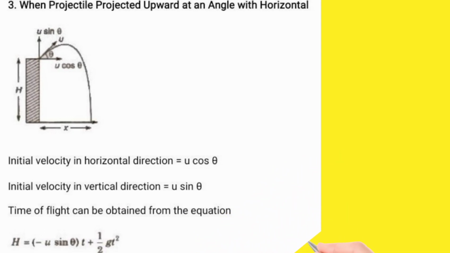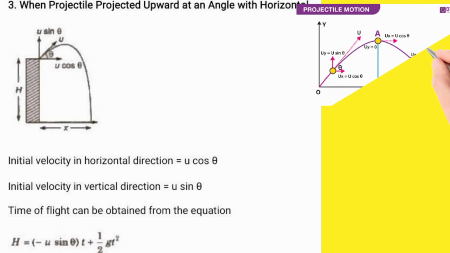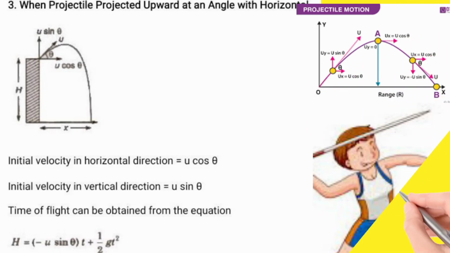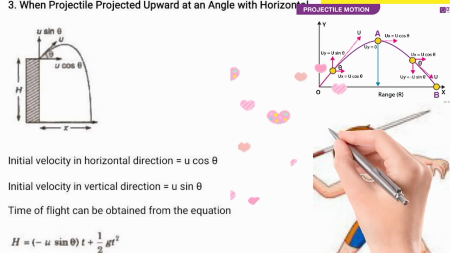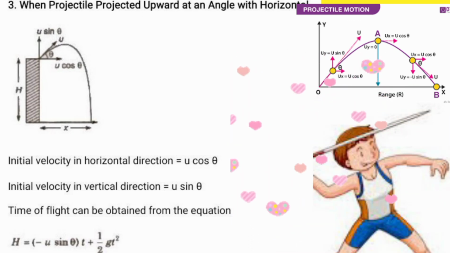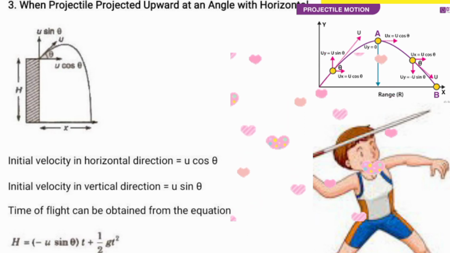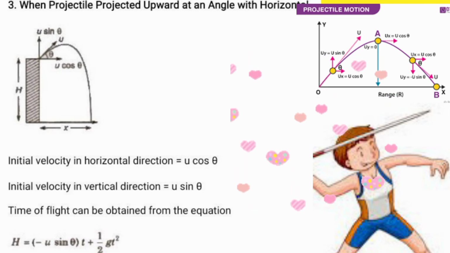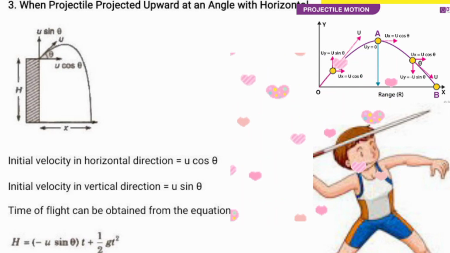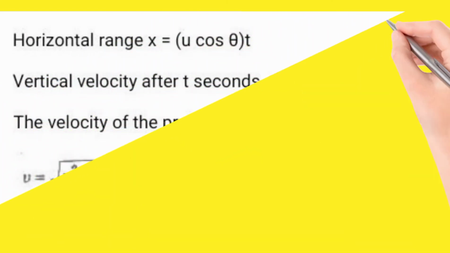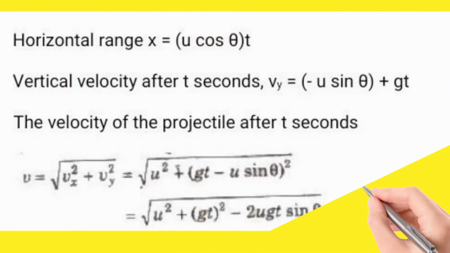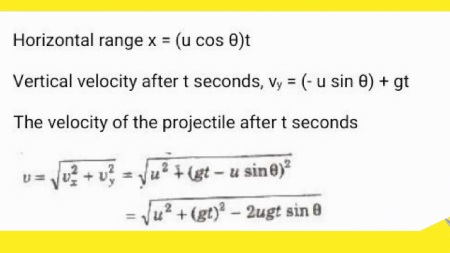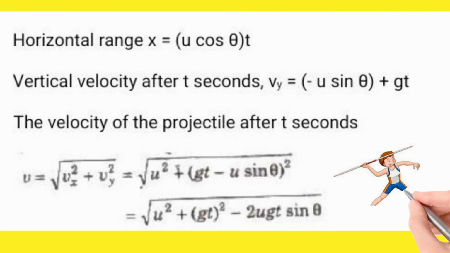For upward motion, directly upward, what do you think is the angle? Initial velocity is equal to u cos theta. That's in the horizontal direction now. The initial component of the velocity in the vertical direction is u sin theta. Time of flight can be obtained from the displacement equation. H is equal to minus u sin theta t plus half gt squared. So please take note. We'll also be seeing applications of these concepts, how to know when to go about that. So horizontal range for upward motion, S is equal to u cos theta times t. Vertical velocity after t seconds, vy, is equal to minus u sin theta plus gt.